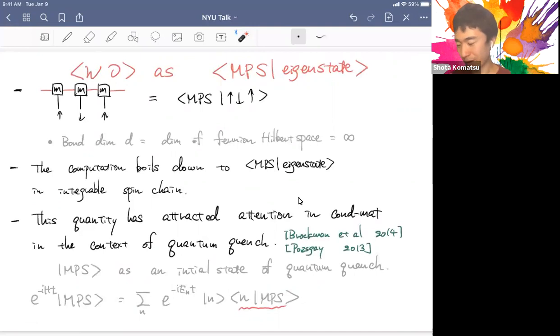But if you want to compute a two-point function of the Wilson loop, you basically just need to compute an overlap of two different matrix product states. I don't know how to directly compute it, but you can always insert a resolution of identity and decompose it into the eigenstate.